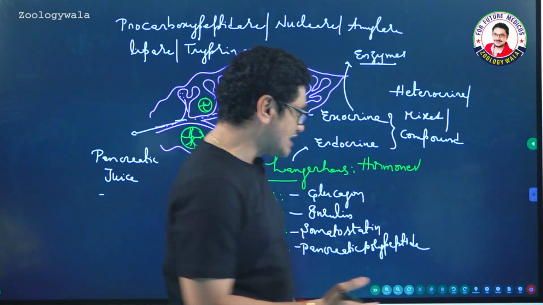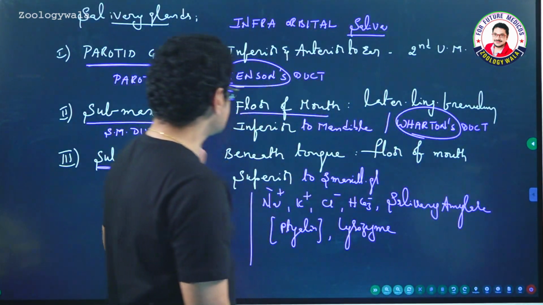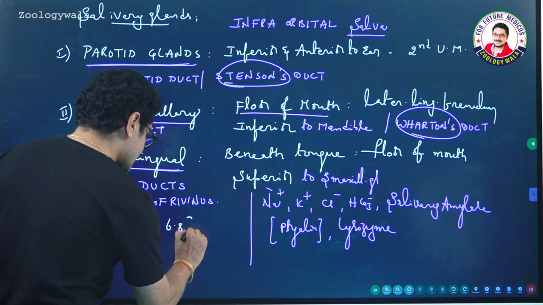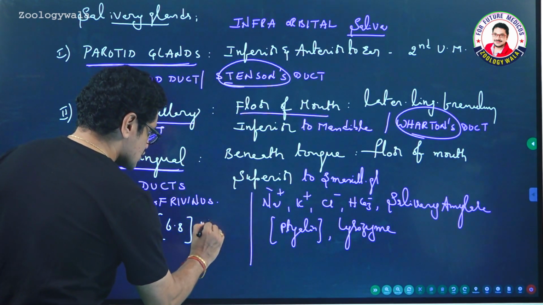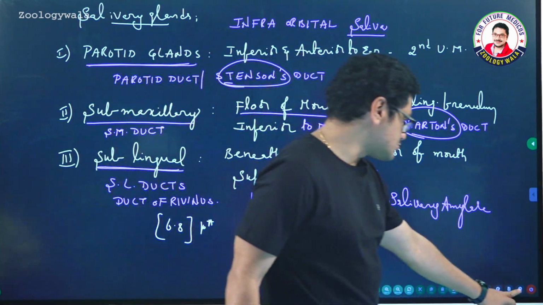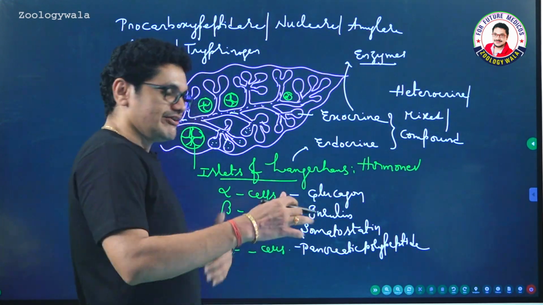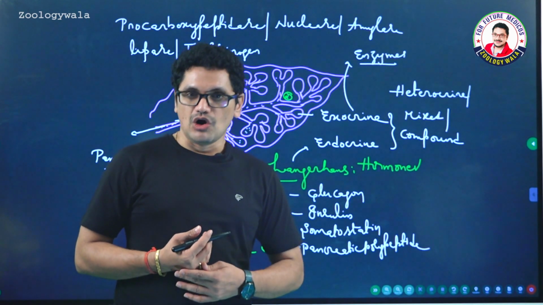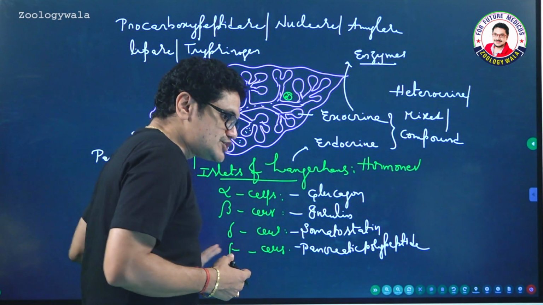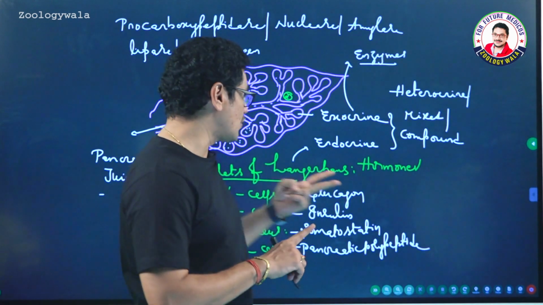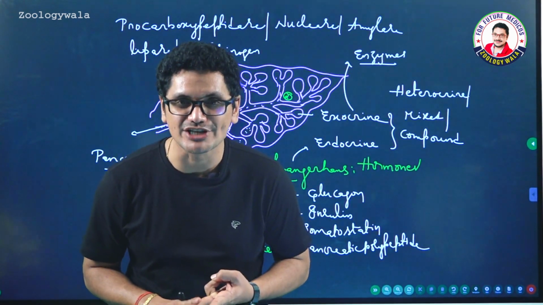If you observe the salivary glands, the pH there will be around 6.8. This is the pH of saliva, and the pancreatic juice pH will be greater than 8, alkaline. Salivary juice, I already explained what its components are. Now I have also explained what the components of pancreatic juice are.